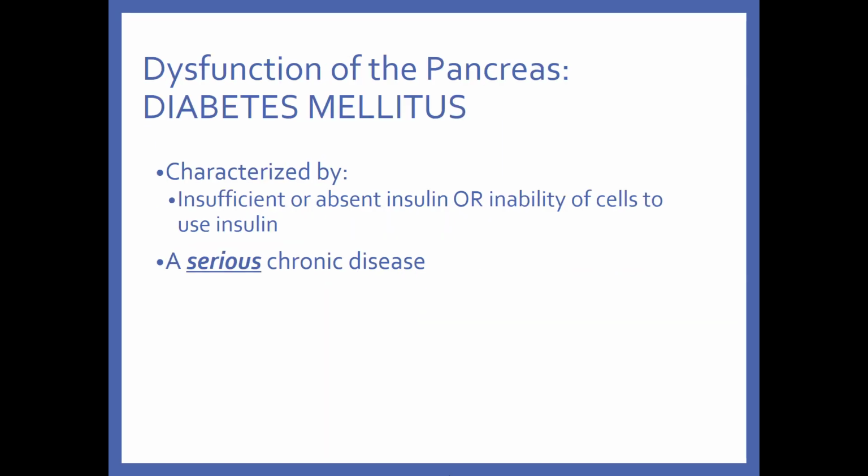When we look at dysfunction of the pancreas, by definition, that is characterized by insufficient or absent insulin, or the body's basically inability to use insulin. So with diabetes, there could be different things going on. Not every person with diabetes has the same type of dysfunction going on. There's definitely variations in how diabetes occurs, but the one thing that does remain the same for everyone with diabetes is that it is a very serious chronic disease that has a lot of very serious complications that can go with it.